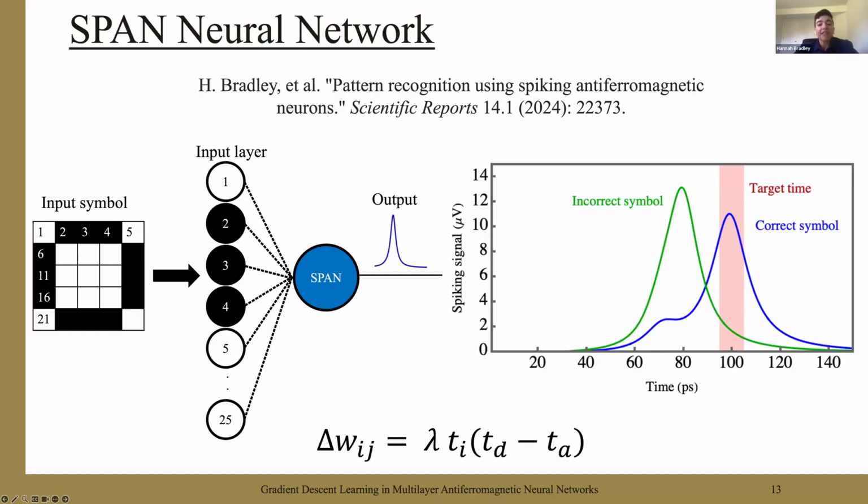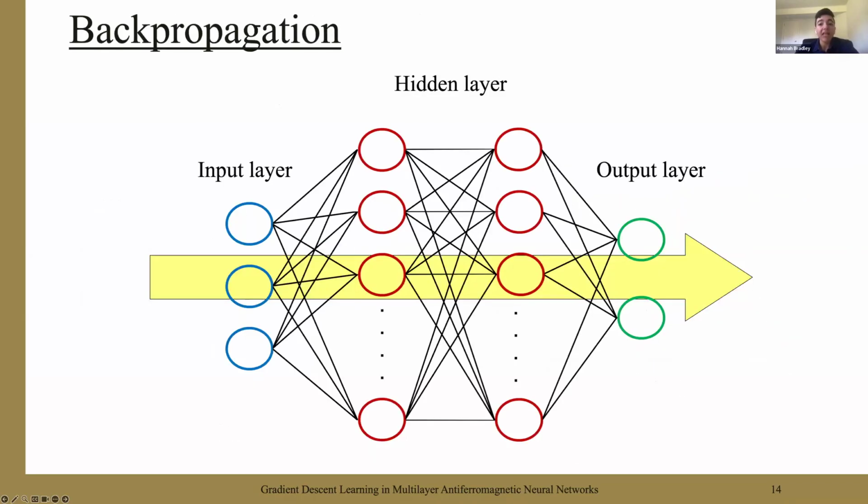However, the simplicity of the SPAN algorithm limits the computational capability of this resulting one-layer neural network. So in order to further the study of AFM neurons and AFM neural networks, we need to replace it with a more complex learning algorithm. This new algorithm is going to be based on the popular backpropagation algorithm for multi-layer neural networks.